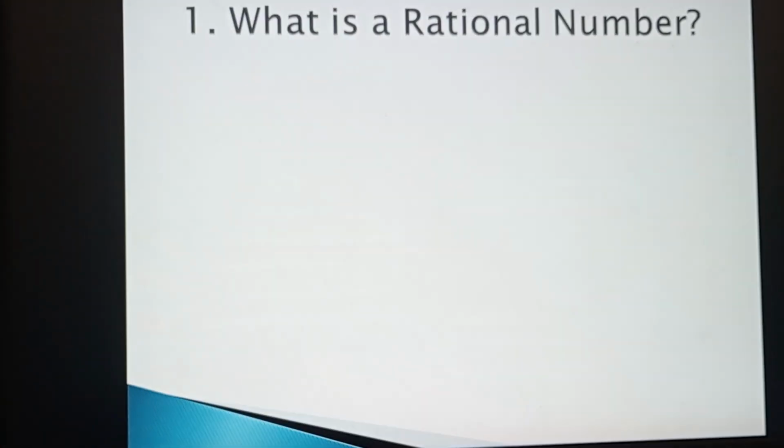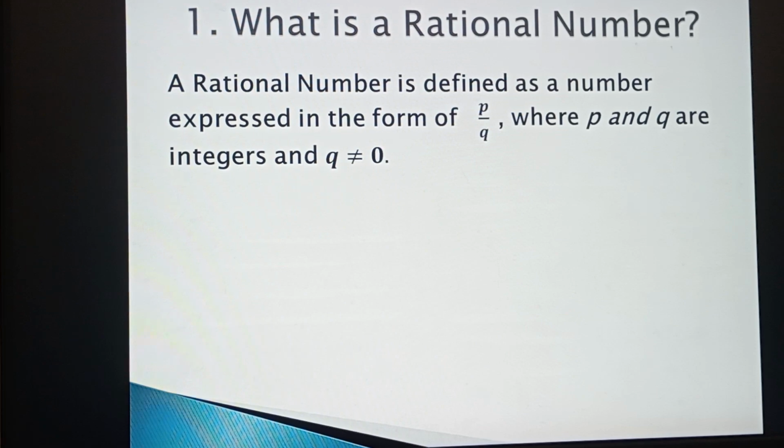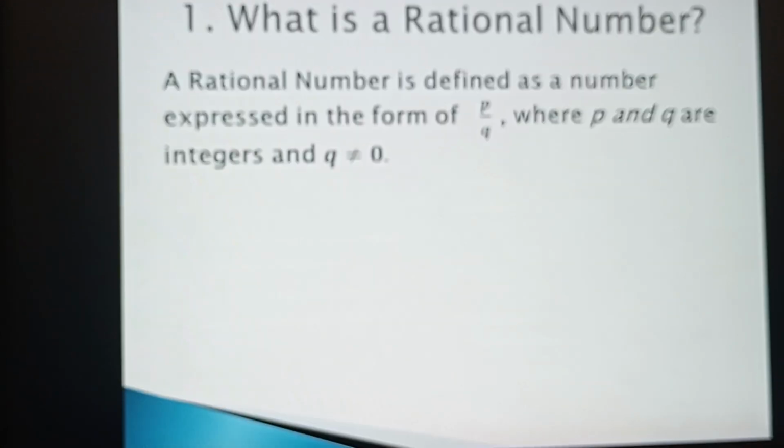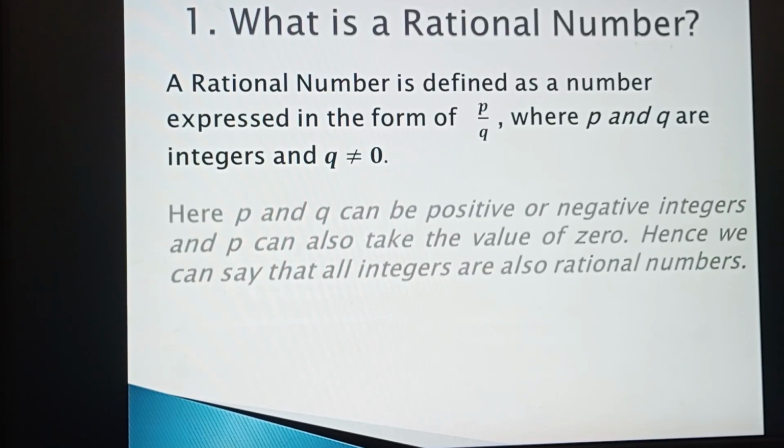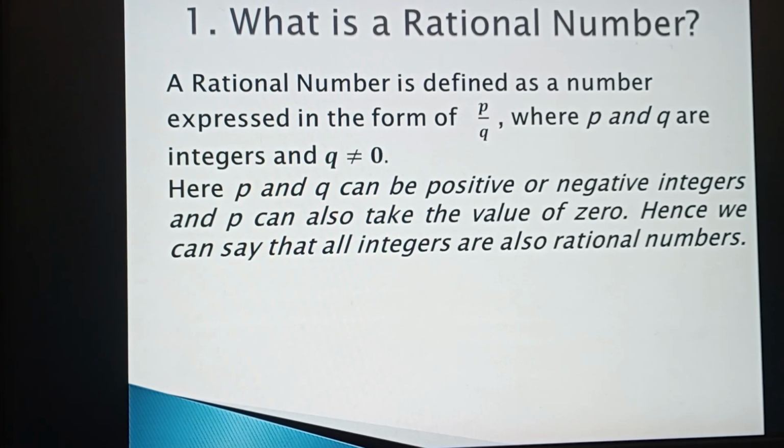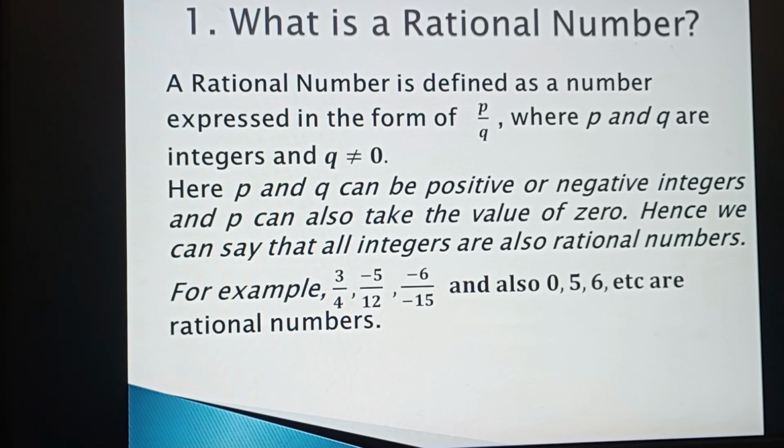So first let us see what is a rational number. A rational number is defined as a number expressed in the form of p by q, where p and q are integers and q is not equal to 0. Here p and q can be positive or negative integers, and p can also take the value of 0. Hence we can say that all integers are also rational numbers. For example, 3 by 4, minus 5 by 12, minus 6 by minus 15, and also 0, 5, 6, etc. are also rational numbers.